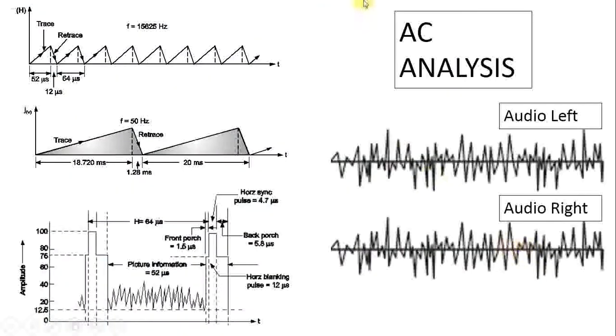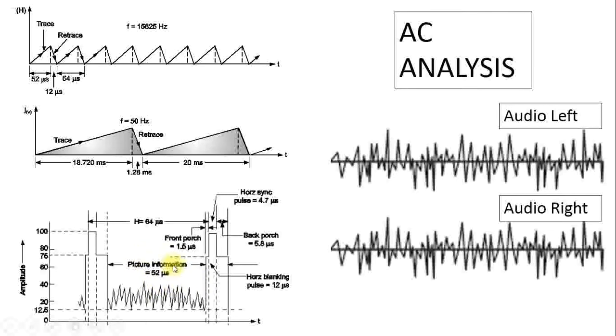Number two, AC analysis. Just try to recall, you have drawn these waveforms multiple times in different experiments. So this is the colorplex composite video signal, one line video signal. Then you have the horizontal blanking pulse of 12 microsecond, on top of which you have the H-sync pulse, because of which there are two parts: front porch of 4.7 microsecond, back porch of 5.8 microsecond, and this horizontal sync pulse is of 4.7 microsecond. And for one line video signal, the time period is 52 microsecond.